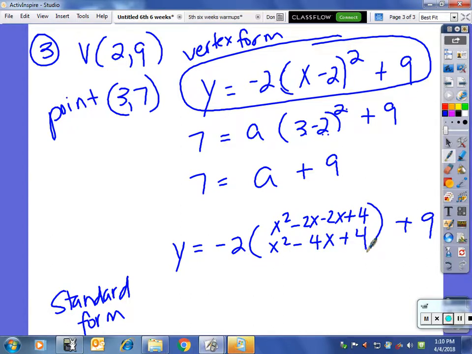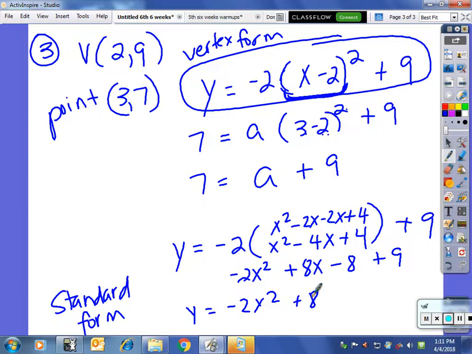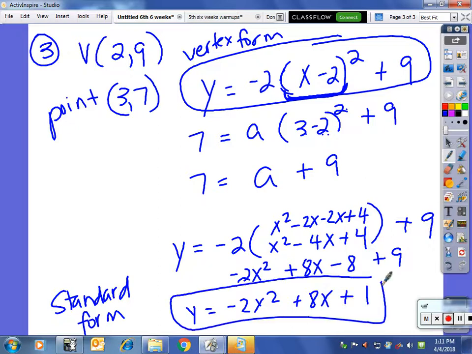Alright, x minus 2 squared, guys, becomes x squared minus 4x plus 4. So please be careful. This is the part where most mistakes are made, where you're taking x minus 2 and squaring it. Then distribute the negative 2. I'm getting negative 2x squared plus 8x minus 8 plus 9. And now I'm almost done. Y equals negative 2x squared plus 8x plus 1. There's the other version of that same parabola. That's vertex, and this is standard.